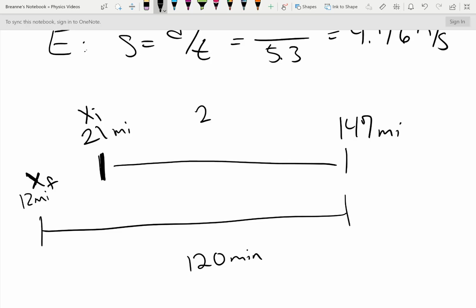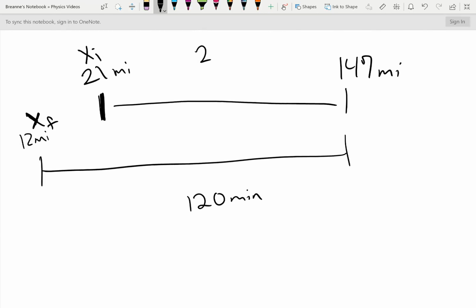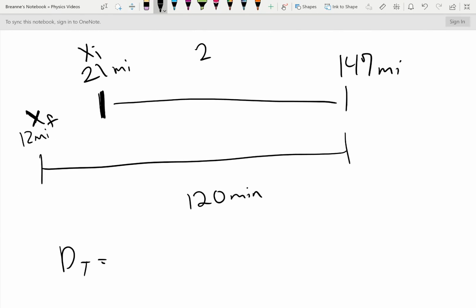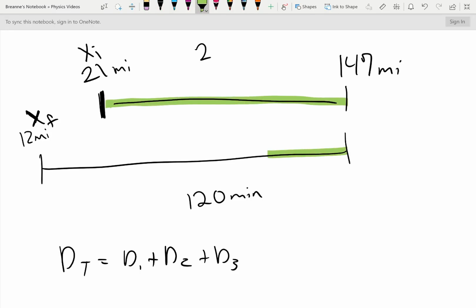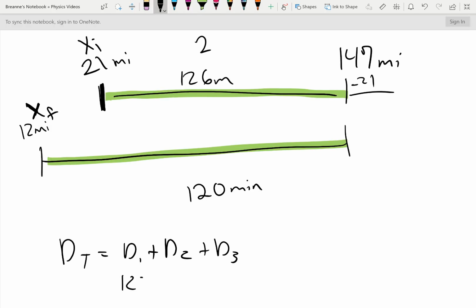It's going to ask for a lot of things. The first thing is, what is the total distance? Remember, total distance is you're just adding up all the distance you traveled. We know how far they traveled in the first section. You're just going to do 147 minus 21. So this whole track they traveled 126 miles. That'd be D1, 126 miles.